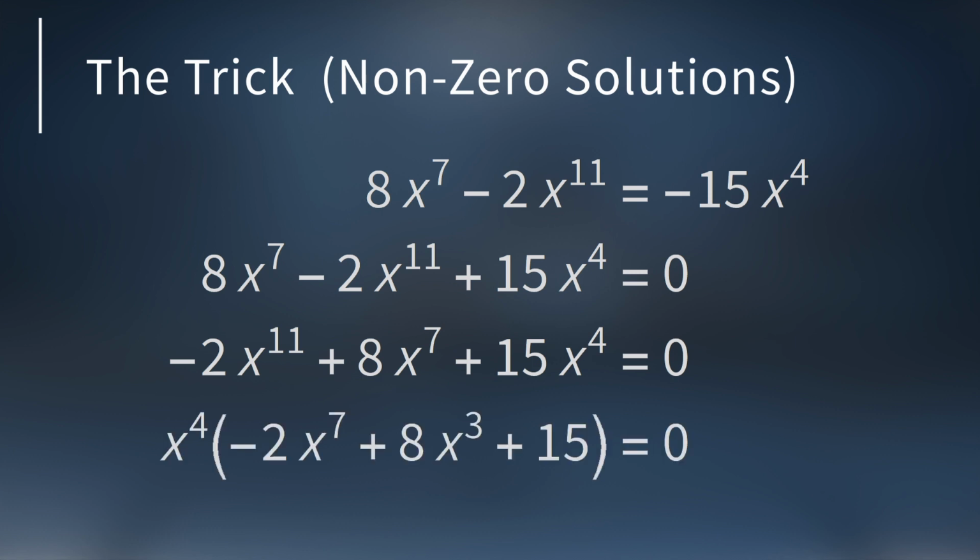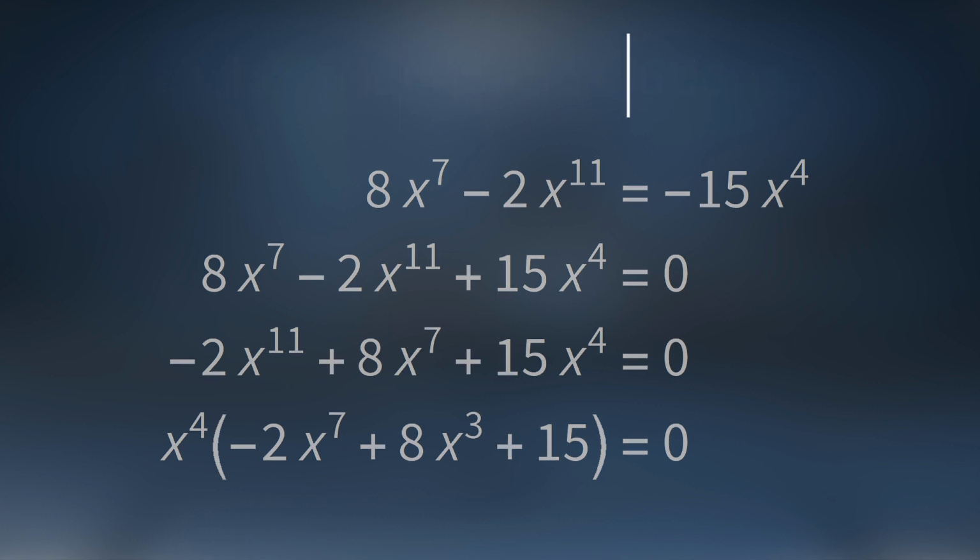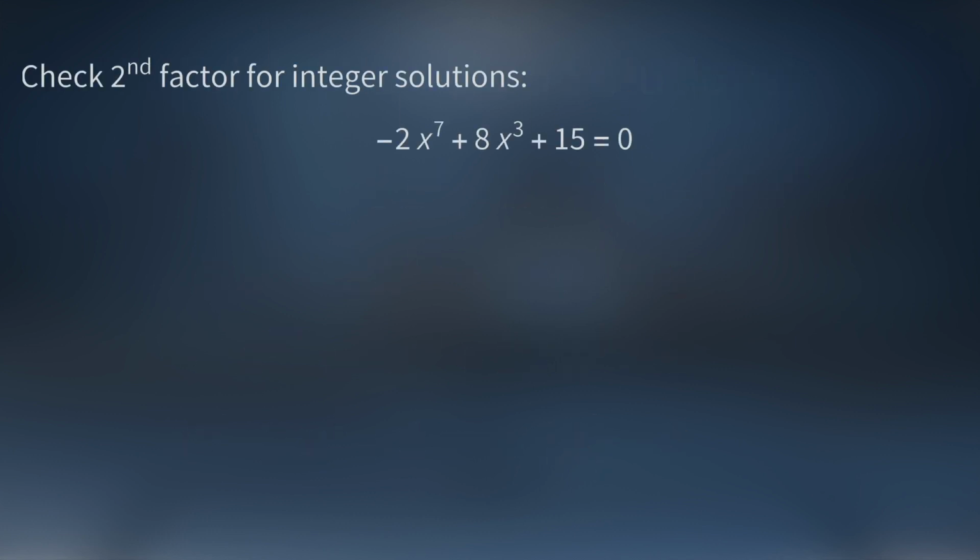Next, factor out the largest power of x. For this equation, that's x to the 4th. So we know that x equals 0 is an integer solution. But now we have to check the second factor for any integer solutions. Here's the clever trick. Move the constant term to the other side.